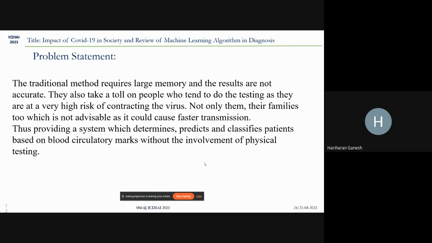So if 60% of a city's population was affected, we could not compile it in memory because it required a lot of memory for this. They also take a toll on the people who do the testing, because multiple people are affected while they test other people, they also get infected. They contract the virus, which goes on and starts spreading to family members, etc. And this will increase the transmission.